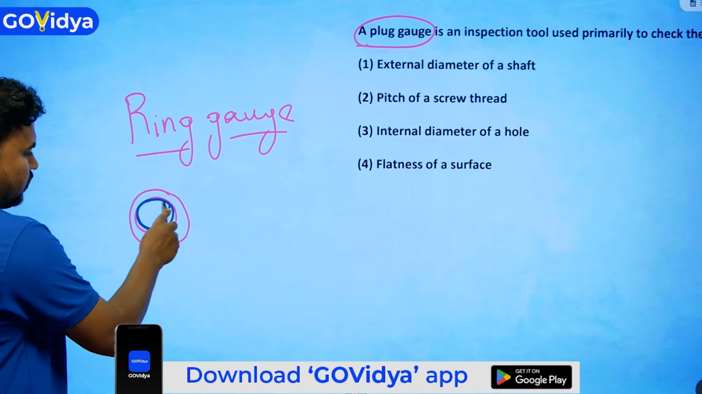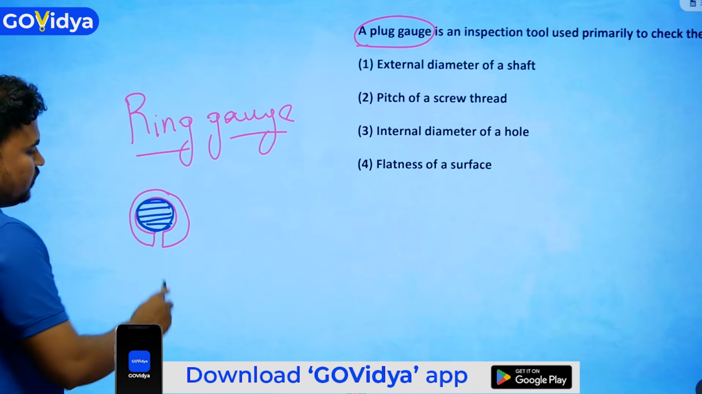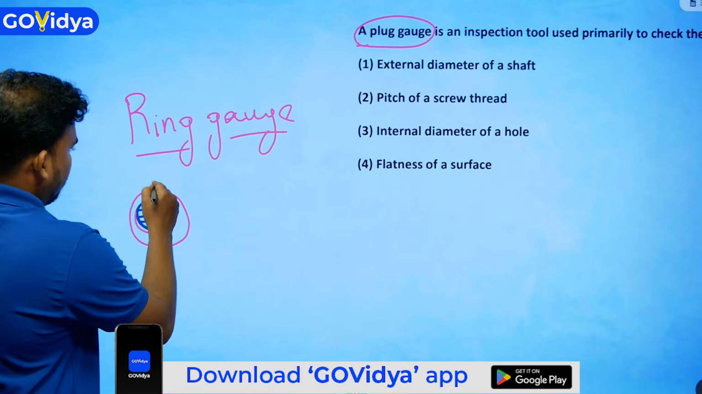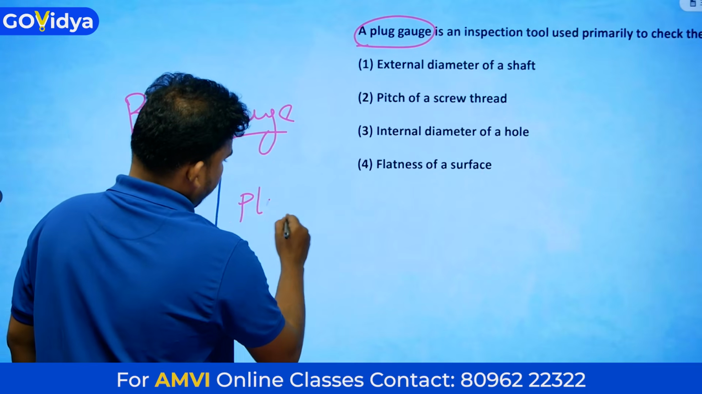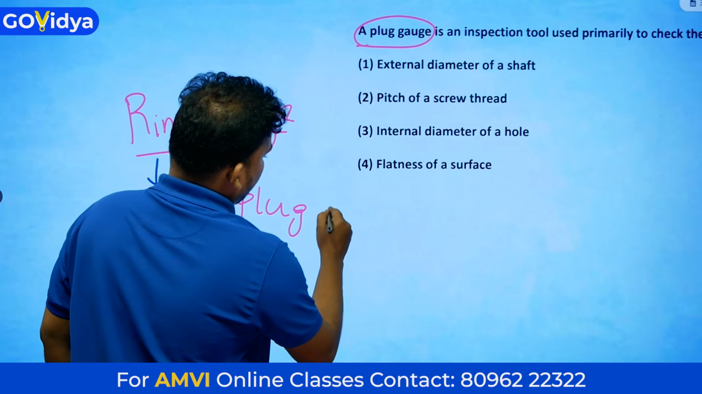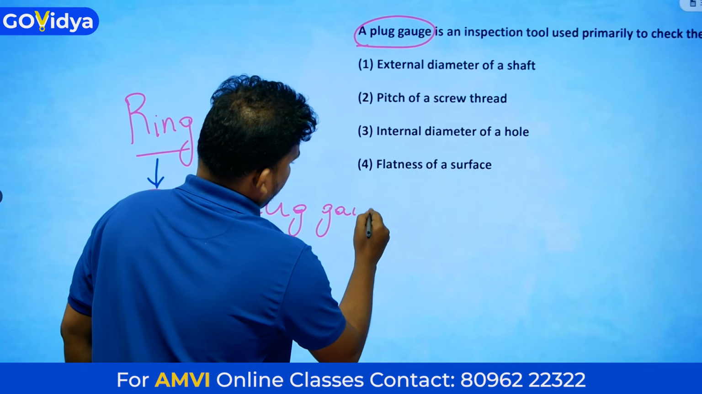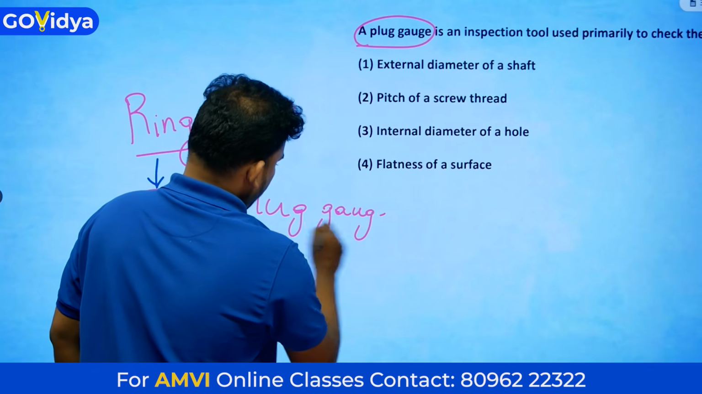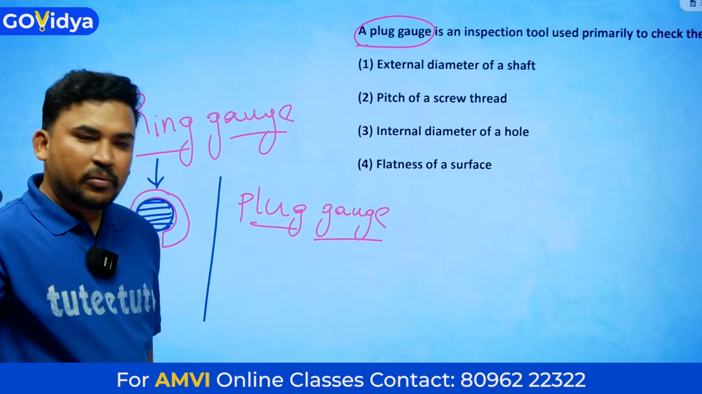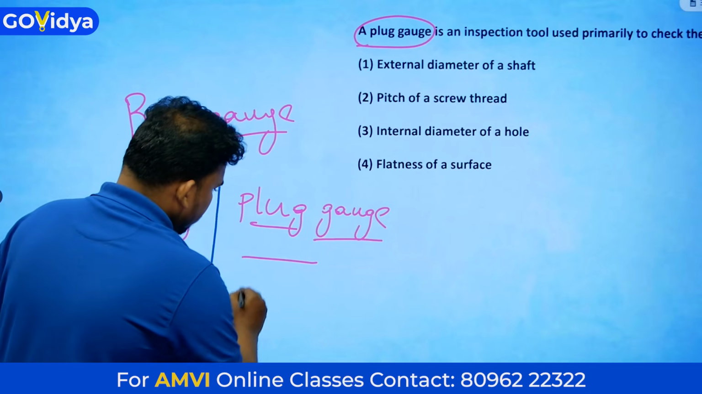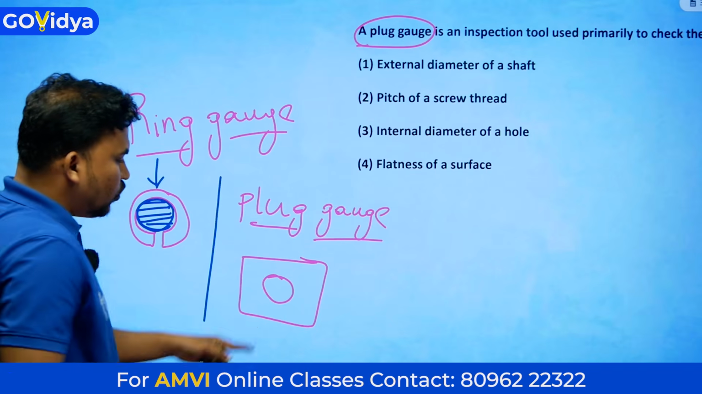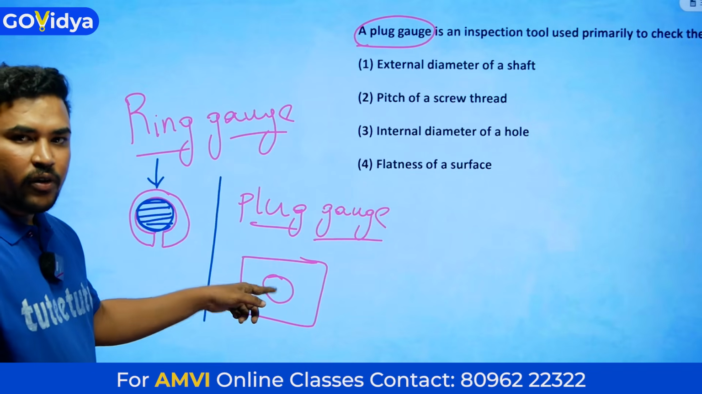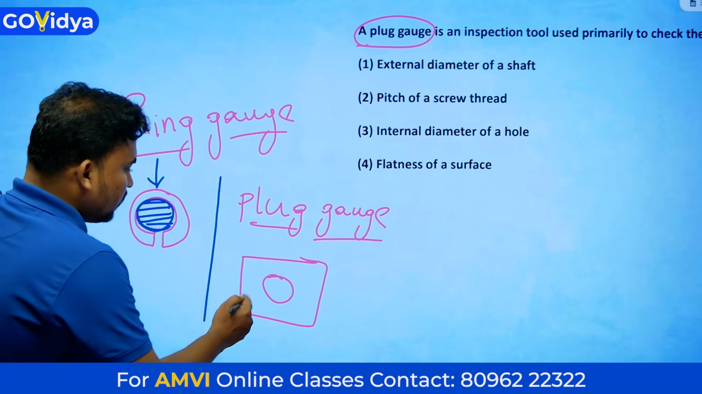This is a shaft. Use it to inspect the shaft. It is a ring gauge. What is a plug gauge then? Plug gauge. By shearing operation, if I made any hole, if my hole is within the tolerance or not, how can I check? I have to use the plug gauge, right?